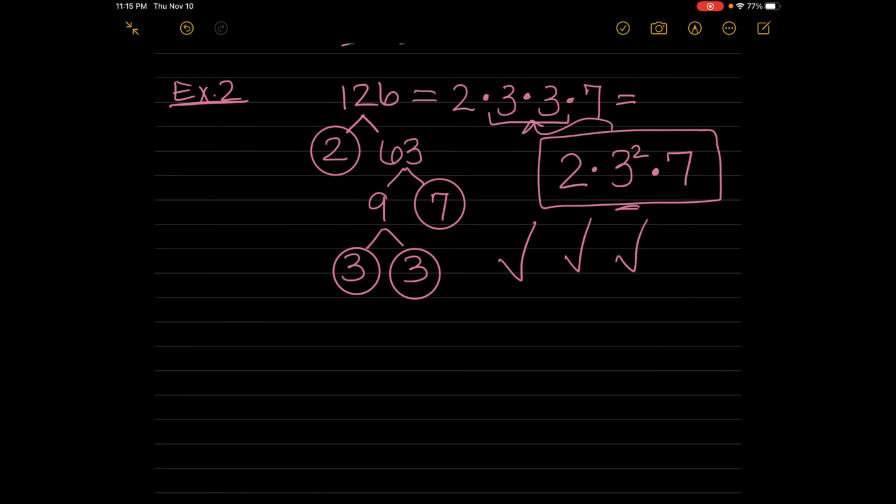Okay, in your book, it says use repeated division. We're not going to do that. Everything's going to be done with factor trees in this lesson. So make sure that you use factor trees, not repeated division, and make sure that you use exponents when you do it. Okay?